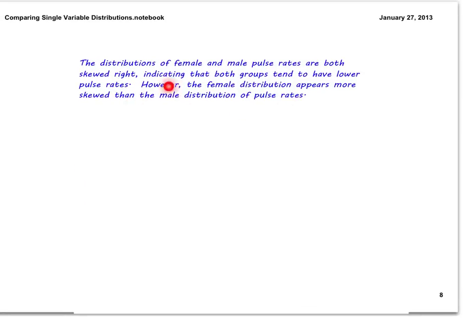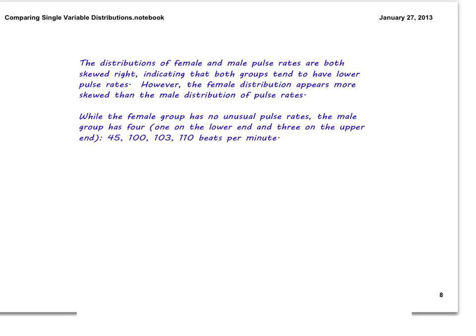You wouldn't necessarily see that in the histogram, nor would you see that necessarily in the stem plots. But from reading the box plots, where the scale has no effect on what we see in the skewness of the graph, we can draw that conclusion. Now moving to outliers, and again, you can verify these for yourself using the 1.5 IQR rule. While the female group has no unusual pulse rates, the male group has 4, 1 on the lower end and 3 on the upper end: 45, 100, 103, and 110 beats per minute.